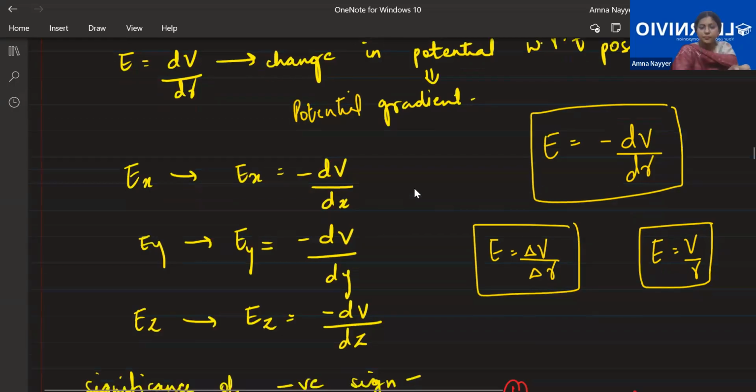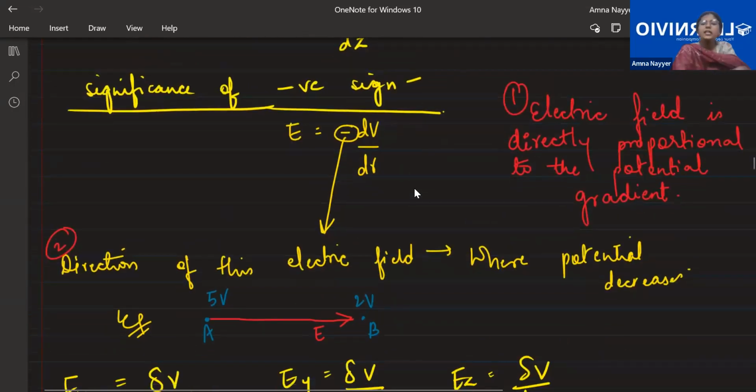Yes, ma'am. Okay. And then you have two very important conclusions. One says, according to the derivation, the electric field is directly proportional to dV by dx, that is the potential gradient. And second, there's a negative sign which doesn't come in our formula because it tells the relationship between the electric field and the potential. So this says that the direction of the electric field is where the potential is decreasing, like 5 volt to 2 volt, higher to lesser.